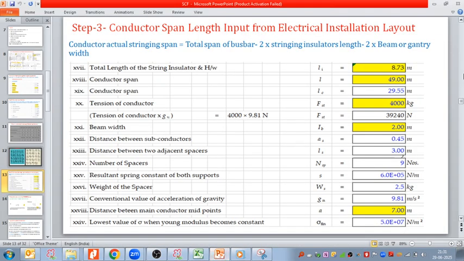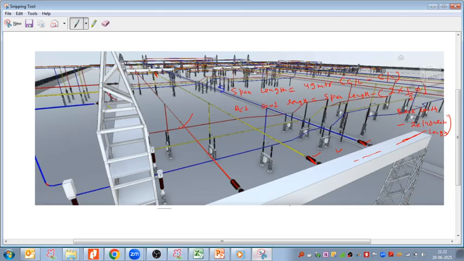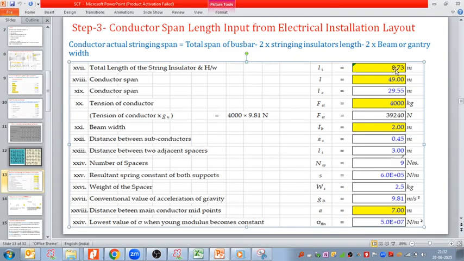If you see here, the insulator length of the string insulator along with the hardware was 8.73 meter, quite a high length, because it was 400 kV. That is why, along with the support hardware, this was quite a long support insulator. So 8.73 on one side, so two sides, 2 into 8.73. So what would be my actual conductor span?